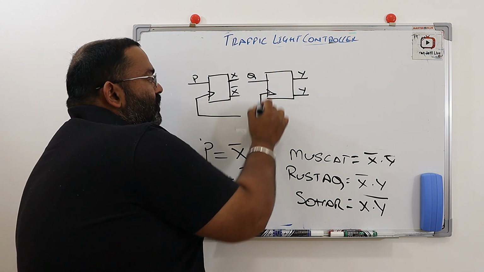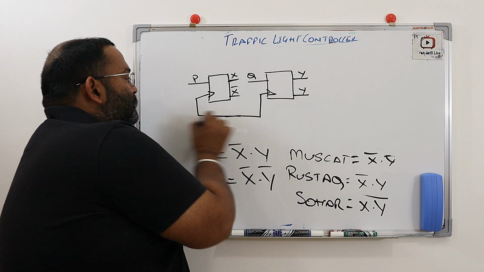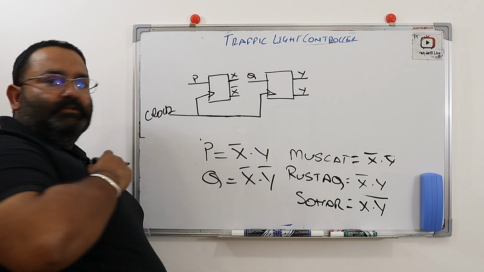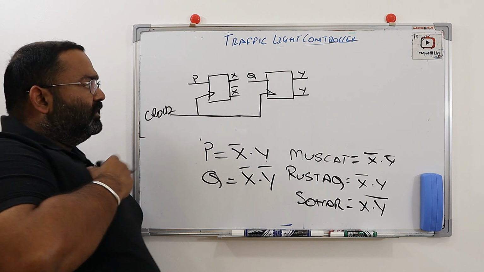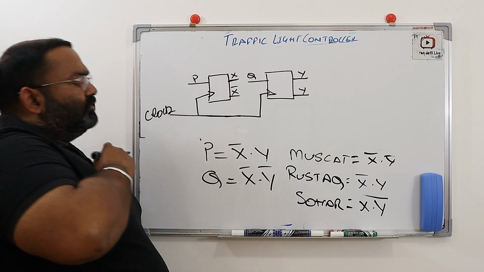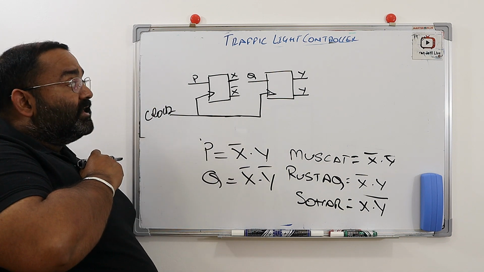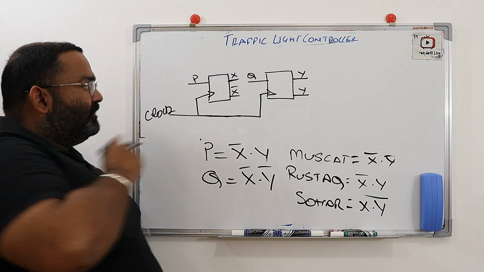So what is a clock? Clock is the timing signal which will change the states. Now what is the Boolean equation for P? P is X complement and Y.